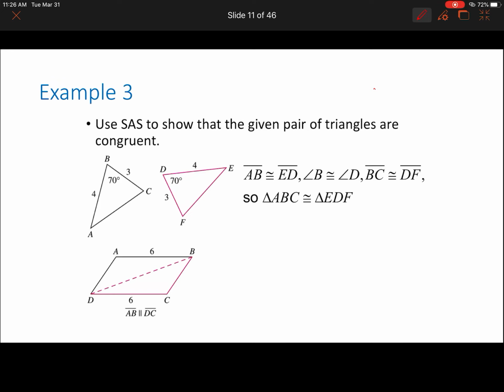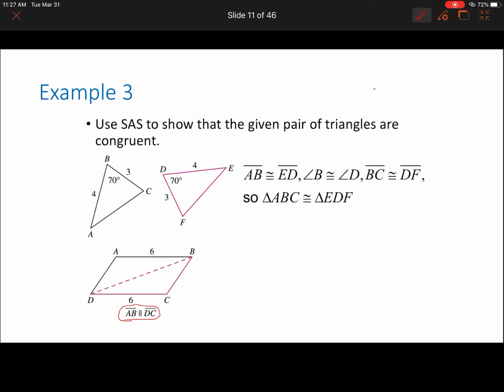In our last video, we left off with this example 3, and I did not do this bottom problem, so I want to make sure I go back and look at that. We had shown that the two triangles at the top were congruent based off the side angle side theorem, and we want to now show this at the bottom. These two triangles are congruent.